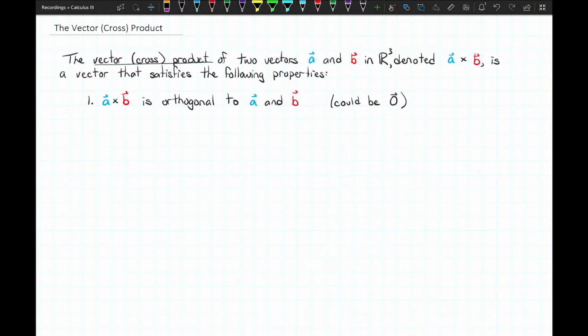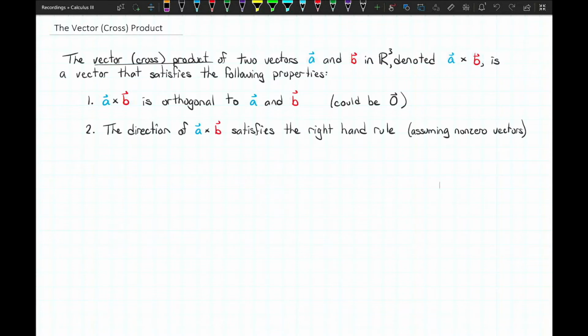Now, the cross product is denoted as A cross B, with a little times symbol there, as opposed to a dot for the dot product. And this gives us a vector. Now, this vector satisfies a few properties. The first one is that A cross B is going to be orthogonal to A and to B. Now, that does mean it could potentially be the zero vector. Knowing that it's going to be orthogonal to A and B, then we have to determine the direction. And the direction of A cross B satisfies what we call the right-hand rule.